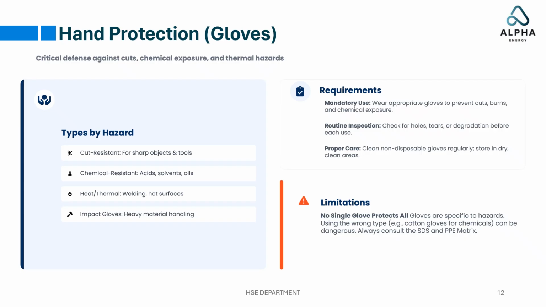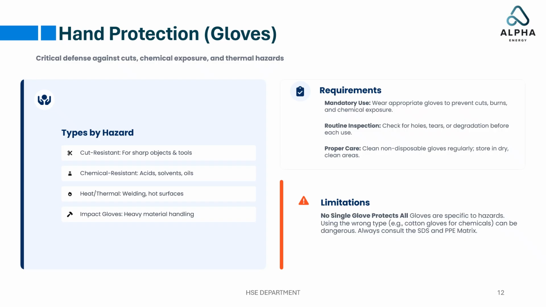Hand protection, gloves, guidelines, emphasizes that gloves are a critical defense against cuts, chemical exposure, and thermal hazards. The document categorizes glove types by specific hazards, including cut-resistant for sharp objects, chemical-resistant for acids and oils, heat/thermal for welding, and impact gloves for heavy material handling. Under the P14 requirements, it mandates the use of appropriate gloves, routine inspections for damage before each use, and proper care such as regular cleaning in dry storage.